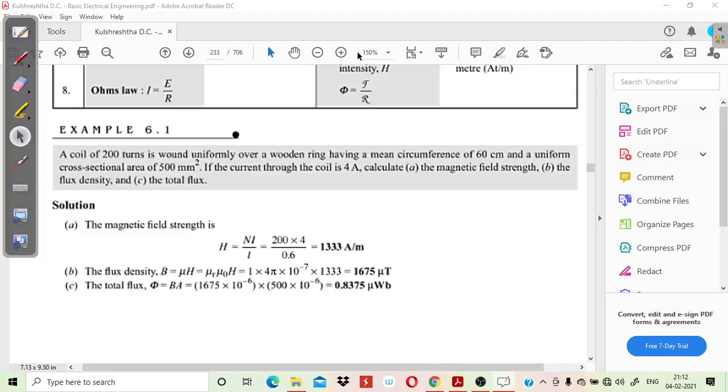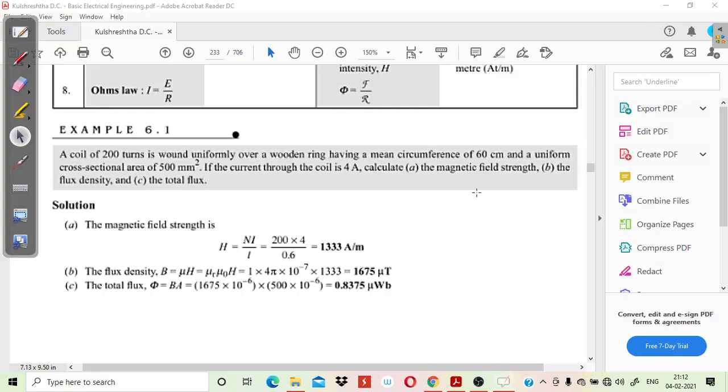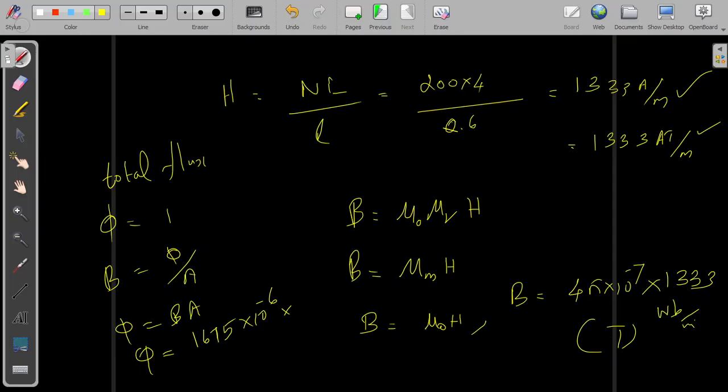1675 micro, meaning into 10 power minus 6, into the cross-sectional area. Here the examiner has given 500 mm square, which means 500 into 500 into 10 power minus 3 squared when converting to meter square.